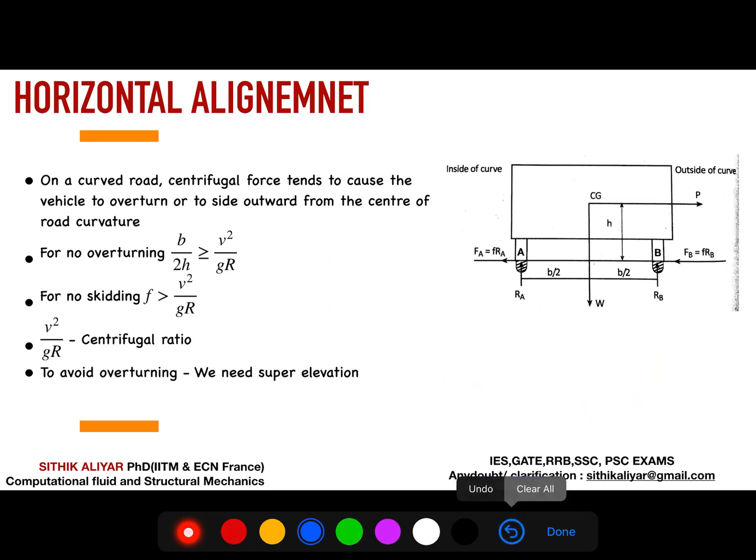So what will this centrifugal force do? Because of the sudden introduction of the centrifugal force, the vehicle can either overturn, or slide, or skid. So because of the centrifugal forces, either your vehicle can overturn or it can skid. These are the two possibilities. Okay, so these are the lateral forces. So what to do to avoid overturning or to avoid skidding? I hope I made it clear.